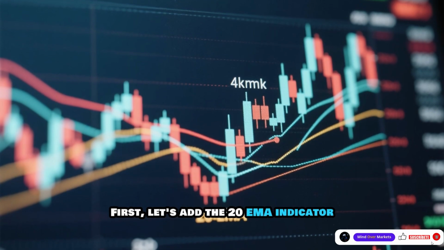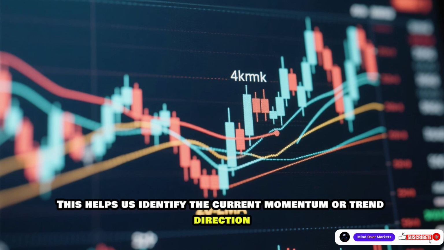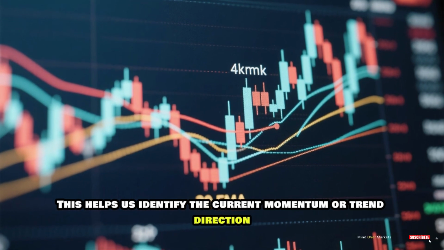First, let's add the 20 EMA indicator. This helps us identify the current momentum or trend direction.